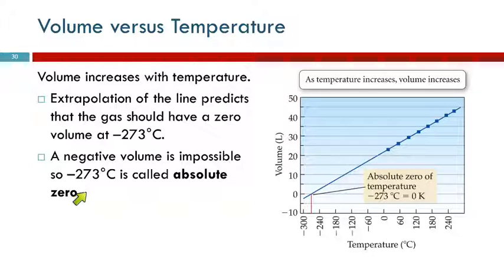So that temperature, minus 273 degrees, is called absolute zero. It's the theoretically lowest temperature that you could have. It's the temperature at which nothing is moving. The molecules, the atoms, are not even vibrating in position. There's no movement at all.